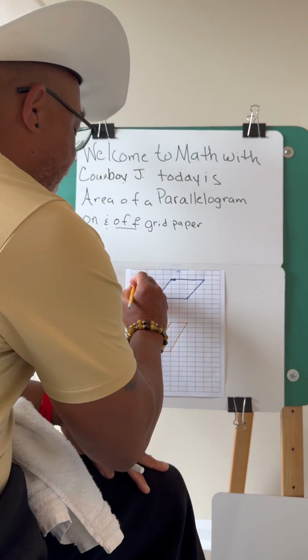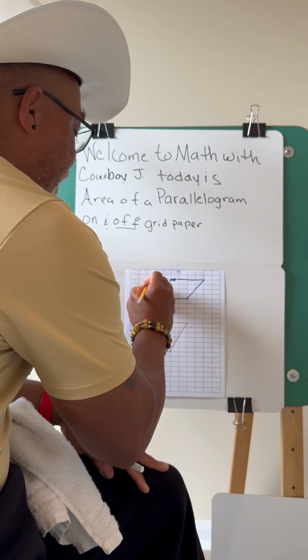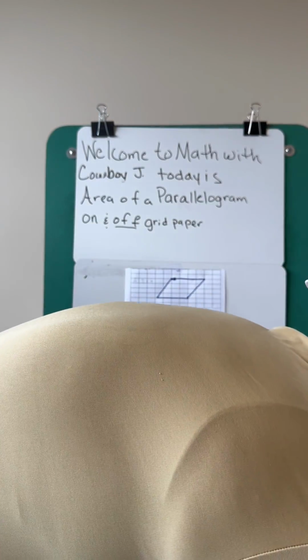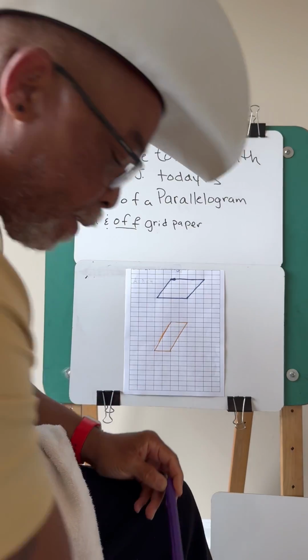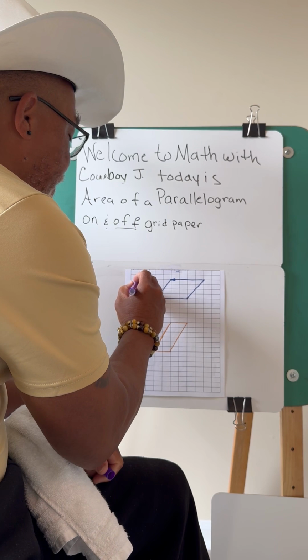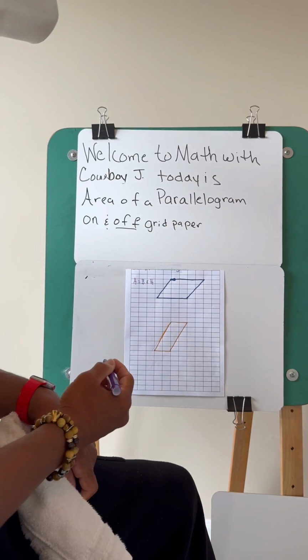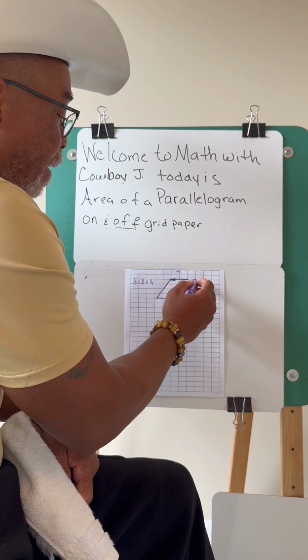So in this case, the formula hasn't changed. Area is still base times height. So let's go with the marker so it'll show up better. Let's try this purple. See what this purple can get going for us. So area is still base times height. So now what we're gonna do is count the squares along the grid line. That's gonna be our base.